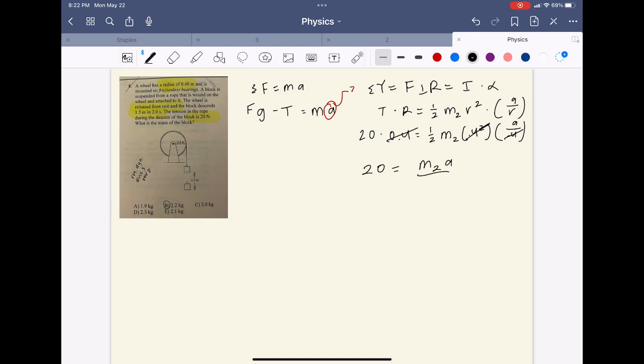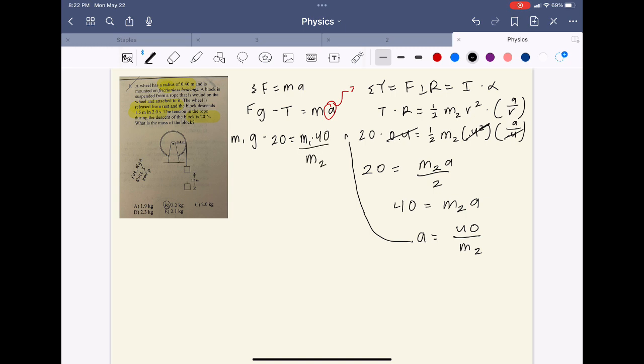So we have 20 is equal to M2 times A over 2. So we have 40 is equal to M2 times A. So our acceleration is going to be 40 over M2. And now we can go ahead and plug this back into our Newton's second law equation. So for Fg, I'm rewriting this as M1g, M1 being the mass of the block, minus the tension of 20 is equal to M1 times 40 over M2.